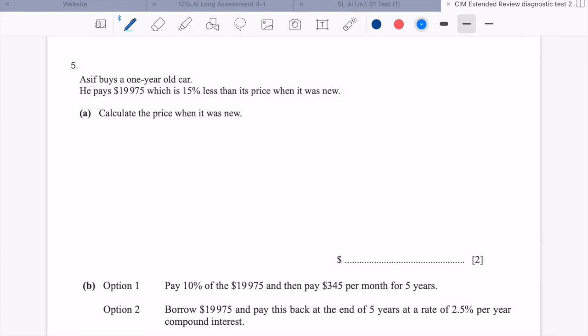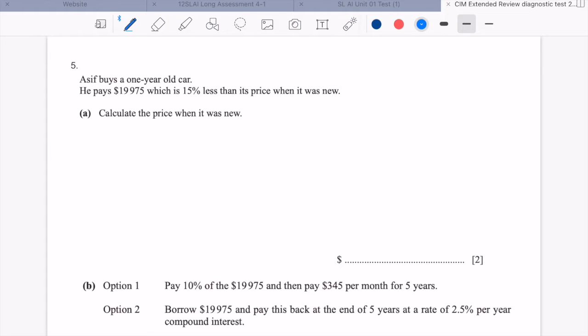This is a question on percentages. So Asif buys a 1-year-old car. He pays $19,975, and that's 15% less than the price when it was new. And we need to calculate what that price was.